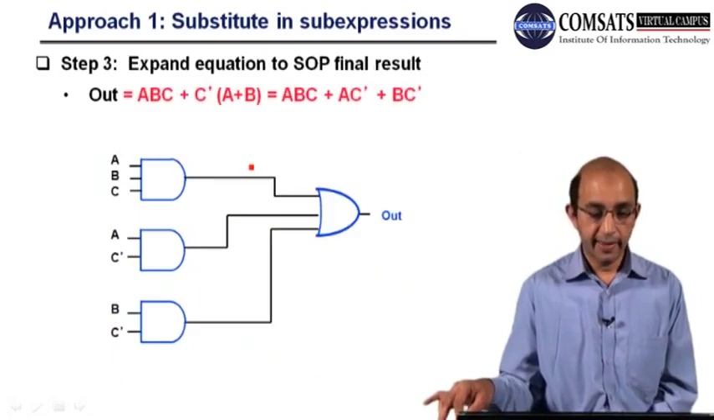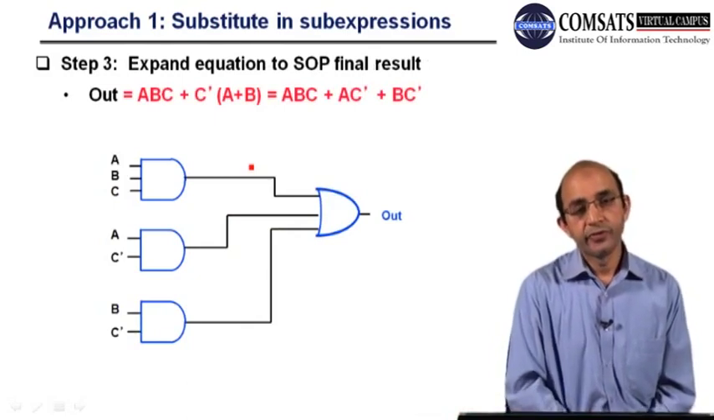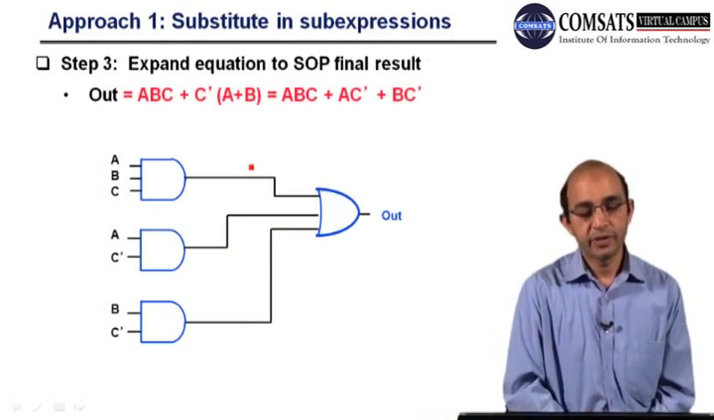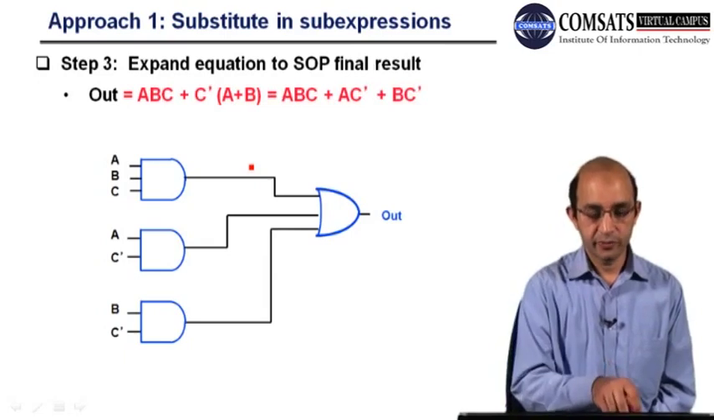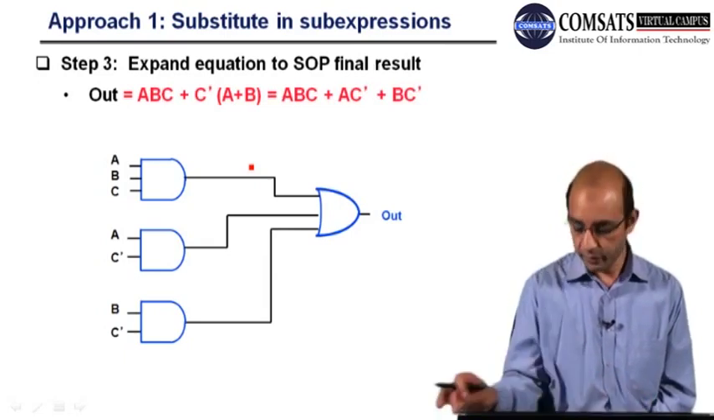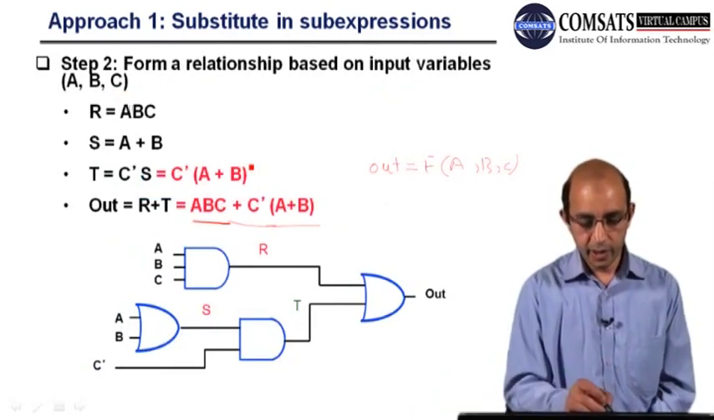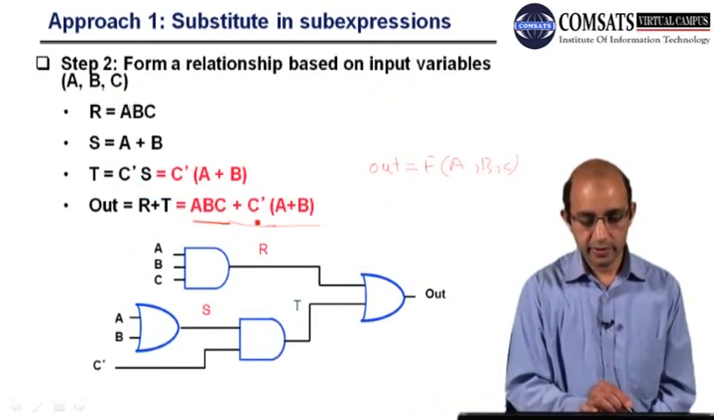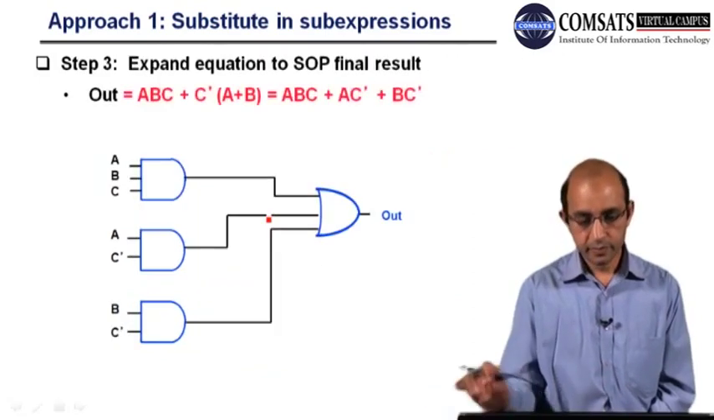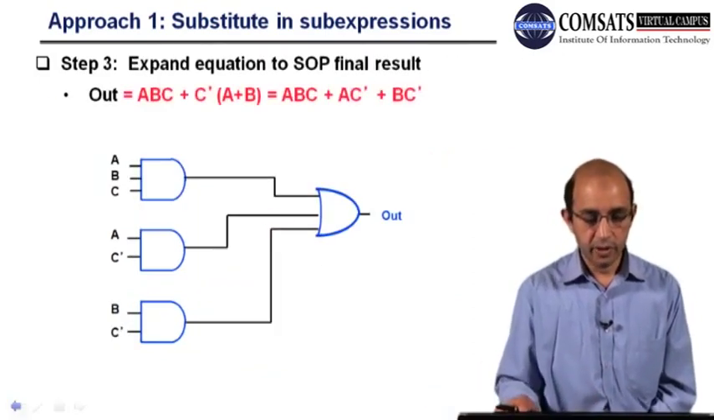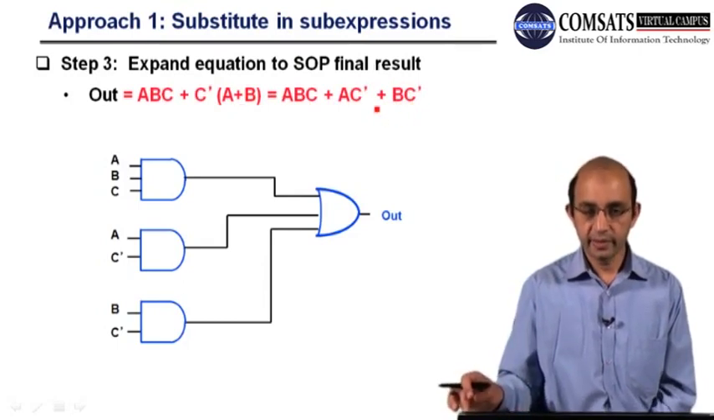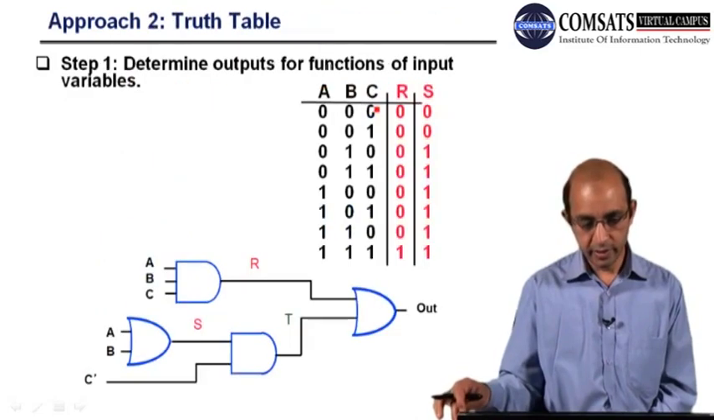So this is the second step, and then we have the third step. Then we have to expand the equation in a sum of products form. So if you look back, here we can multiply this C bar with A and B. You have multiplied this C bar with A ORed with B, so we have ABC plus AC bar plus BC bar. So this is the expanded sum of products final result.